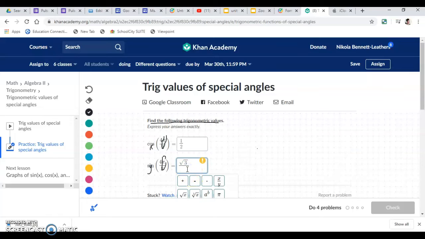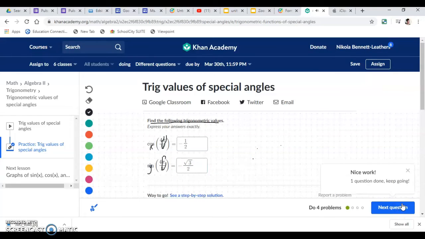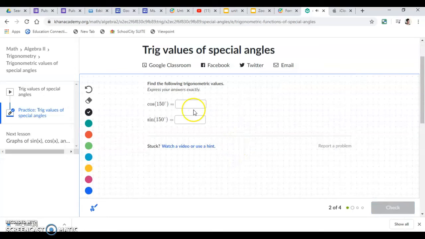Now I just got to think about the signs. 4 pi over 3 is the pi over 3 angle in quadrant 3. So I know that both cosine and sine are negative in quadrant 3. Tangent is the only thing that's positive. And check my answer. Yay! I'll go to the next one.